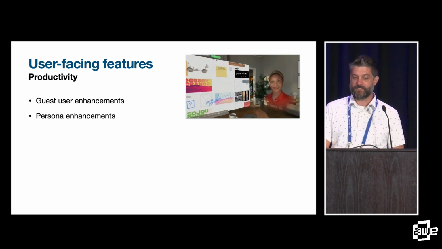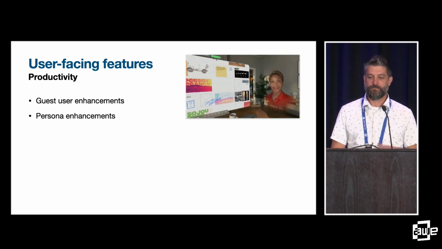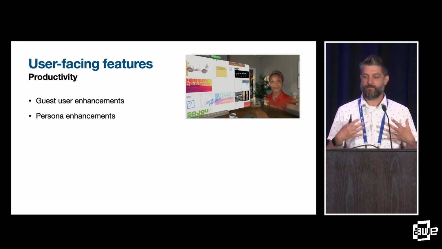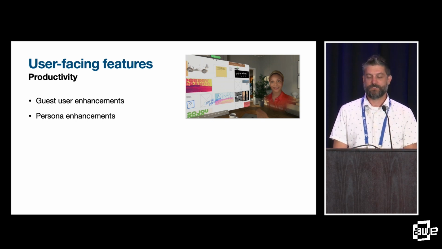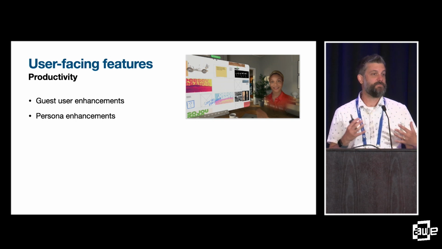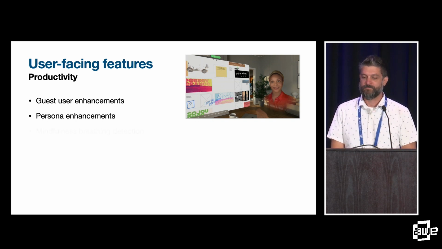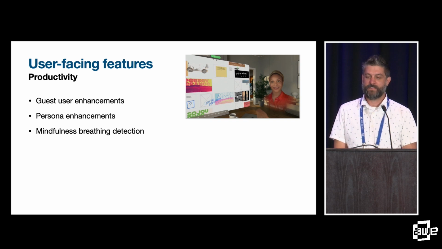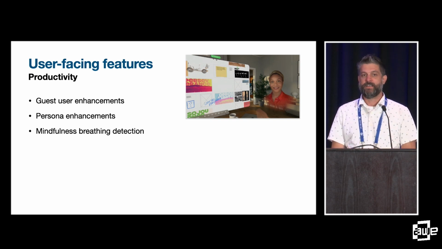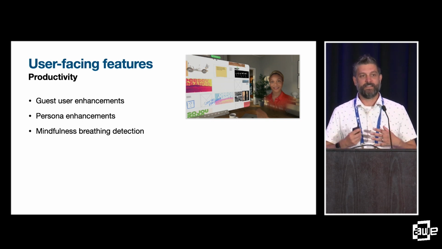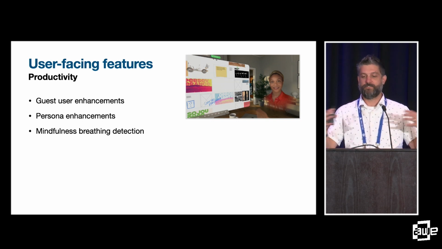For persona enhancements, they've improved some of the skin tones and vibrant clothing colors of the personas. They promise better hand movements for these spatial personas. And with the mindfulness breathing detection, in the mindfulness app, it will now detect your breathing and sync all of the environment animations to your breathing itself.